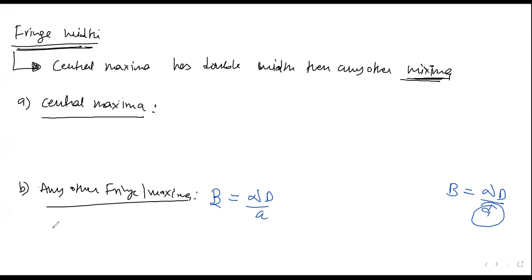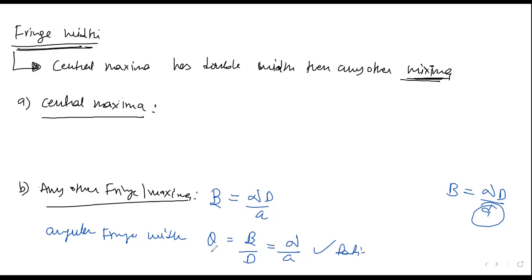If you want to write the angular fringe width, then you write theta is equal to beta by D, or simply lambda by a. This is called your angular fringe width. This answer will be in radians, keep in mind. When you write just theta alone, remember that it is always in radians, SI system.